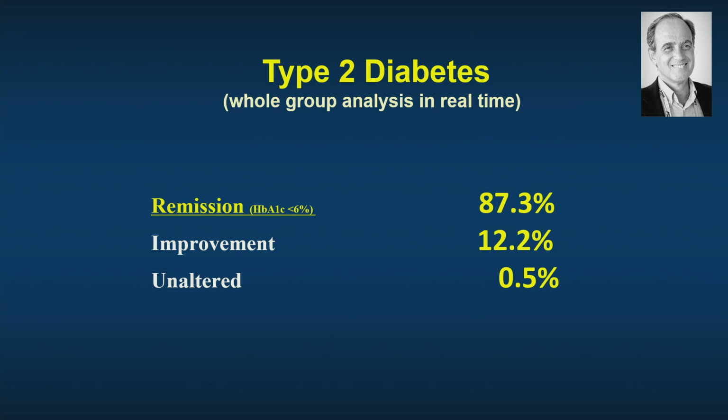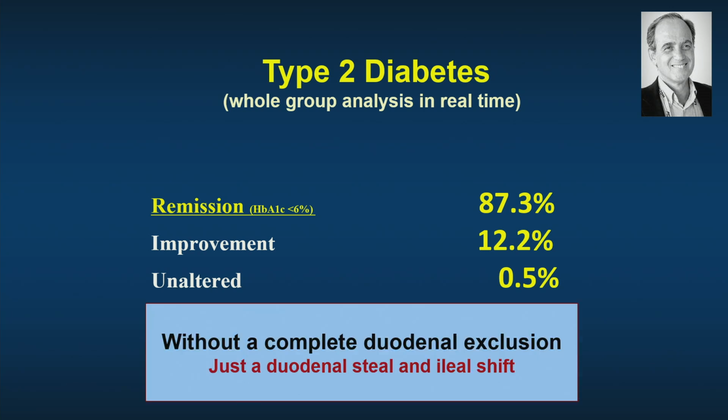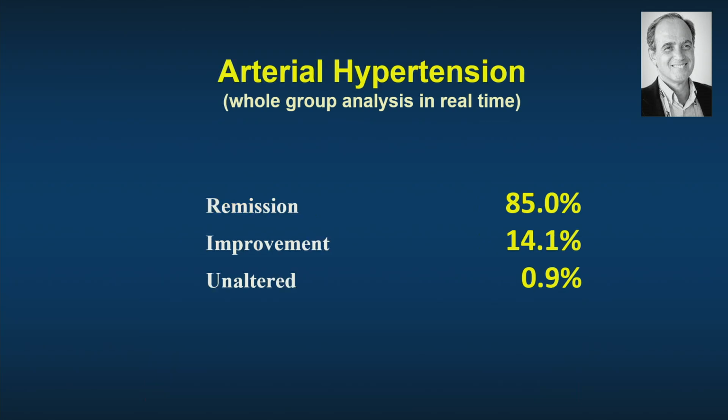Regarding the comorbidities, type 2 diabetes remission 85%, 87%, improving 12%, and no changes in 0.1%. Regarding this procedure, it is going to be without a complete duodenal exclusion, just a duodenal, taking out from the duodenum some food that is going directly to the ileum.